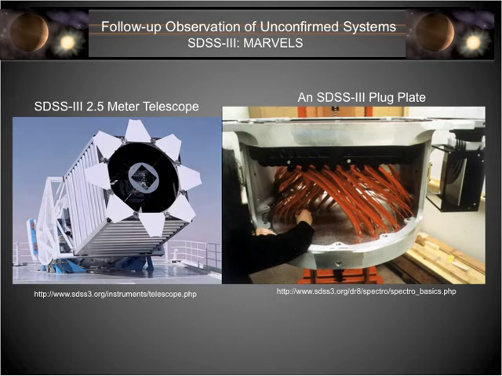So another thing that STEP-UP does is follow up on unconfirmed planet systems. All the ones that I've mentioned before had already been discovered. We were just following up and catching some of these transits when they were predicted to take place. But we can also follow up on what are known as planetary candidates.